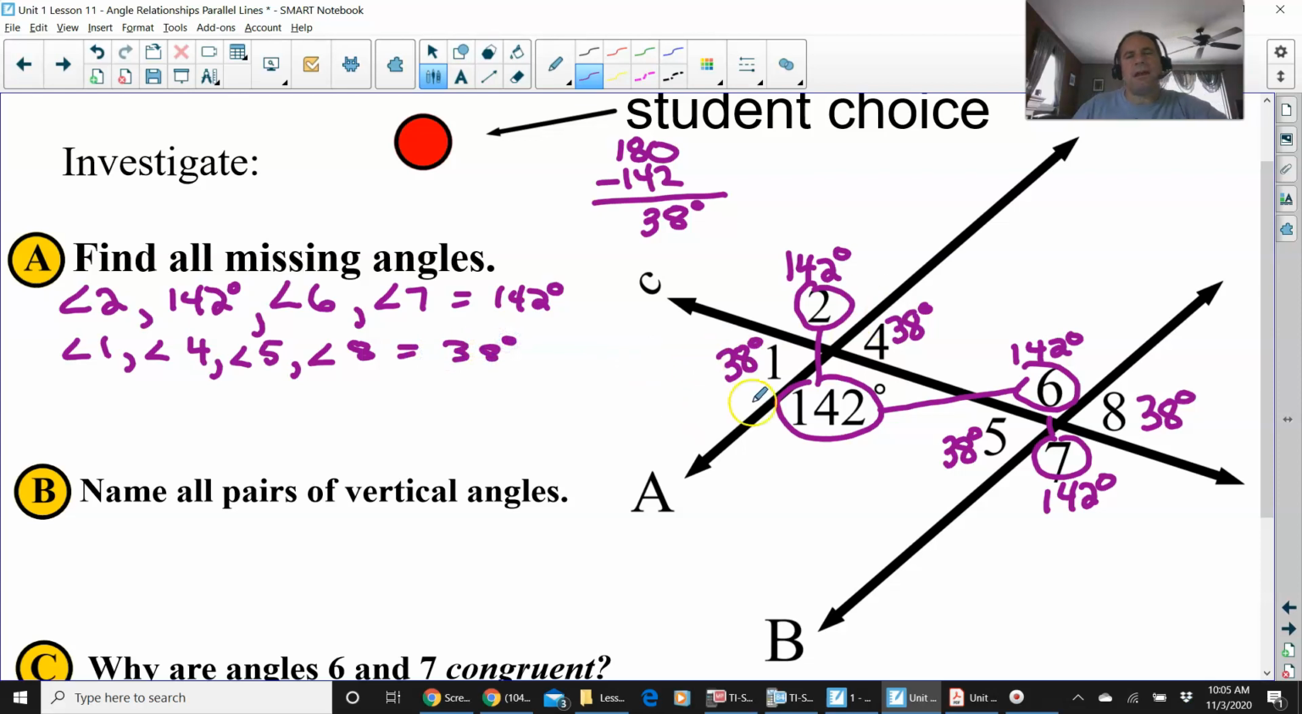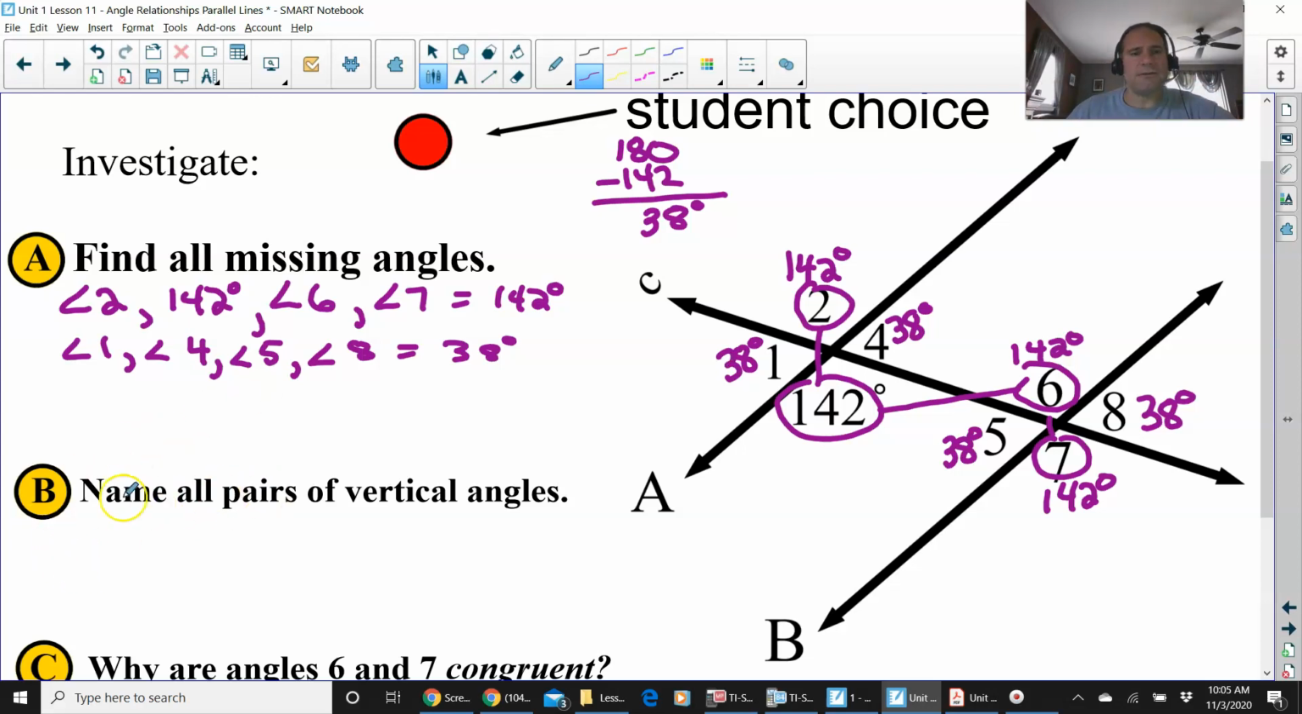Just remember, every time that you solve for a missing angle, please put it directly in the figure itself. It's much easier to visually see exactly what angle you solved for than looking back and forth on the page from left to right.